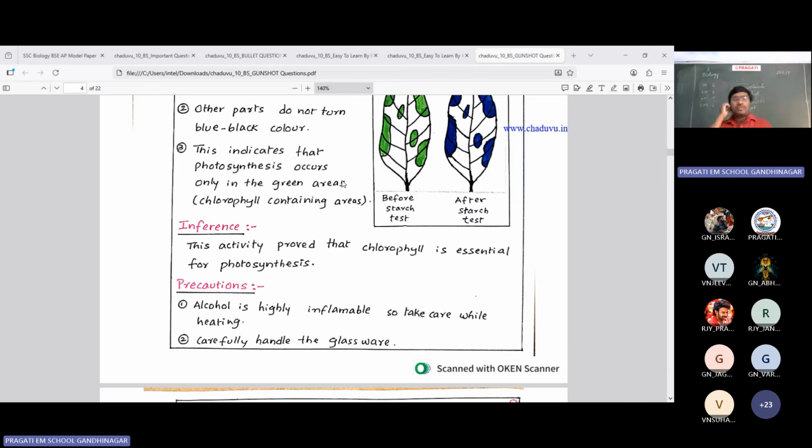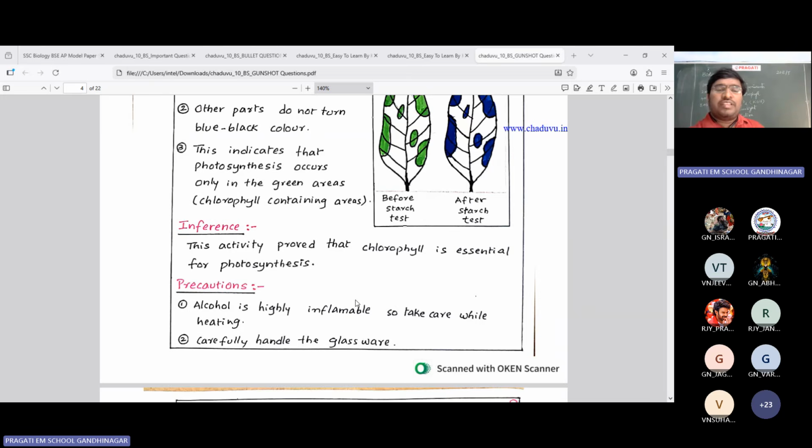What are the precautions which you are taking for the chlorophyll experiment? We are using an organic solution like alcohol, no? So alcohol is highly inflammable, so take care while you're heating alcohol. And carefully handle the glassware. When you are using glassware like a petri dish, beaker, water bath, you should carefully handle the glassware.